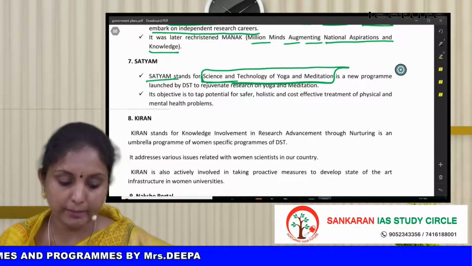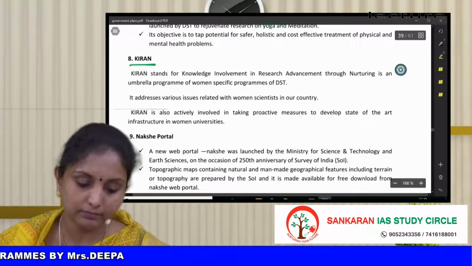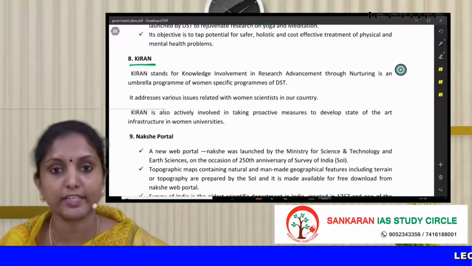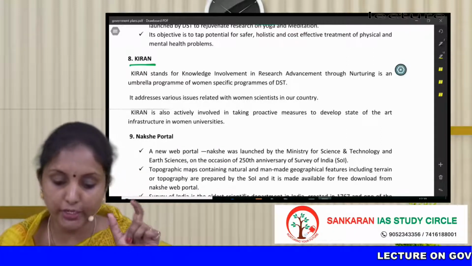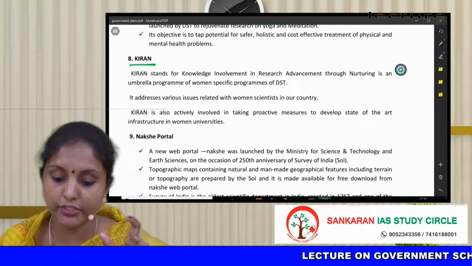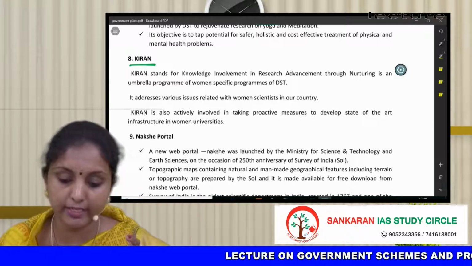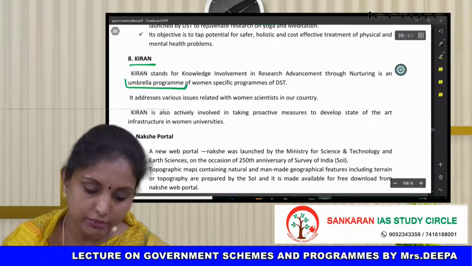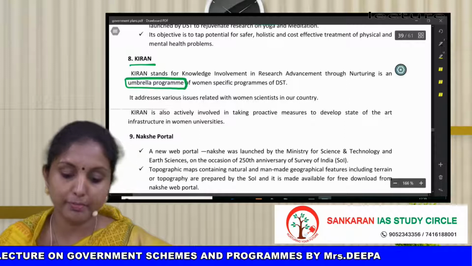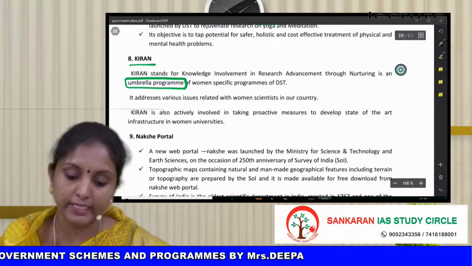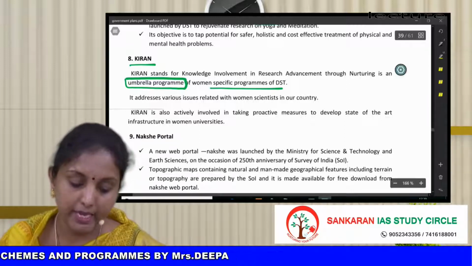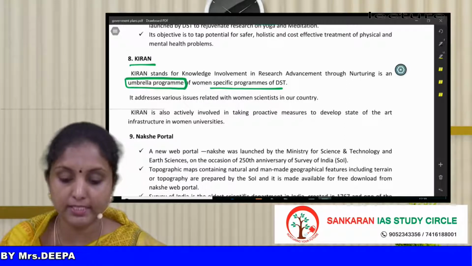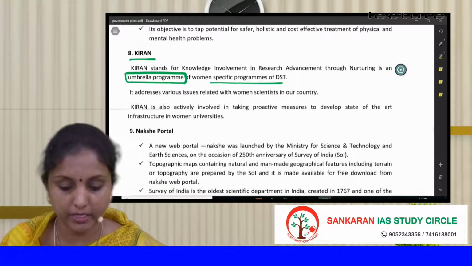The next program is Kiran. Even this has got the abbreviation: the expansion of Kiran is Knowledge Involvement in Research Advancement through Nurturing. It is an umbrella program, and this is important, my dear friends, of women-specific programs of DST. It addresses various issues related with women scientists in our country.